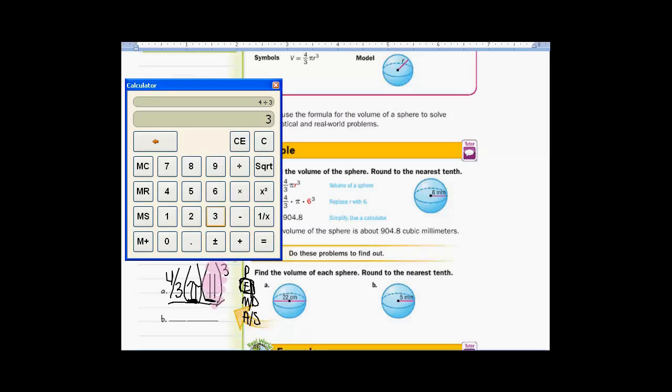4 divided by 3. 1.3 repeating, right? 4/3 is 1 1/3, so it's 1.3 repeating. So times that by pi. I do not have a pi button on here, so 3.14 times 11 cubed. So times 11.